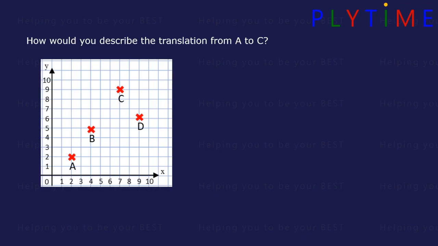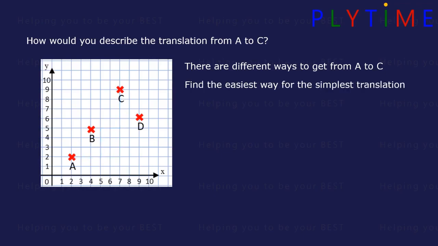How would you describe the translation from A to C? There are different ways to get from A to C. We could go this way. We could go this way. Or we could go something like this. We need to find the easiest way for the simplest translation. This is an easy way.